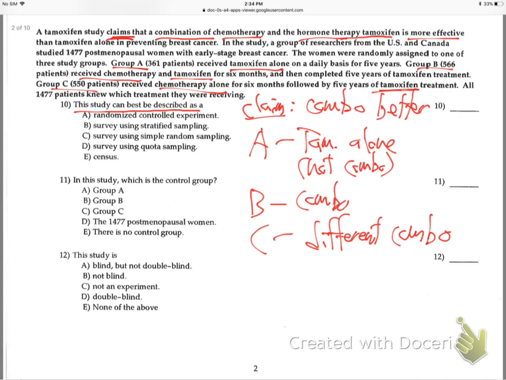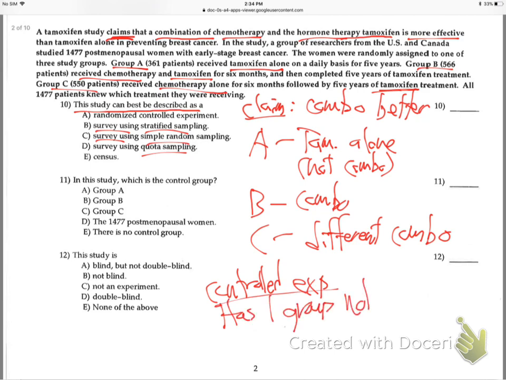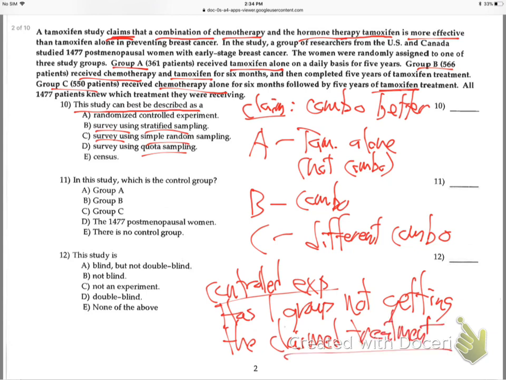The study can best be described as, is it randomized controlled? Is it survey, simple random? What is all this stuff? Well, is it a controlled experiment? The A has the word controlled in it. Is that right? Is that appropriate? What is a controlled experiment? Let me write that. Do you know? Controlled experiment has one group not getting the claimed treatment. Right? That's what it means to do a controlled experiment.